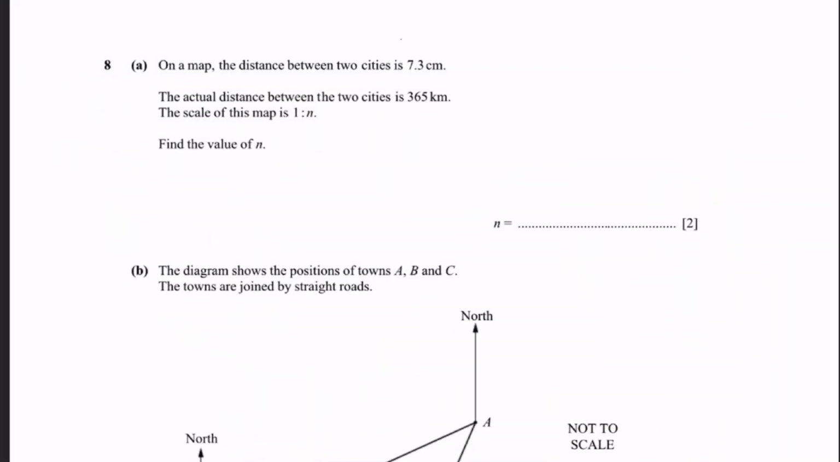Let's go to question 8. On a map, the distance between two cities is 7.3 centimeters. The actual distance is 365 kilometers. The scale of this map is 1:n. Find the value of n.